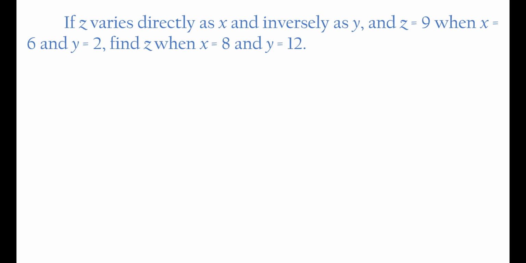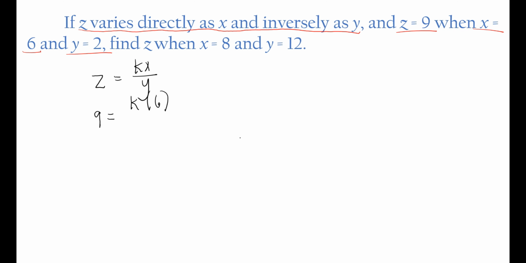So same as the previous videos, we have to transform the statement z varies directly as x and inversely as y as the mathematical equation z equals kx over y, and then we will use the values z is 9 when x is 6 and y is 2 to substitute into this equation and solve for k. Doing so, in this equation, z will be equal to 9, k will be retained, x will be substituted by 6, y will be substituted by 2.